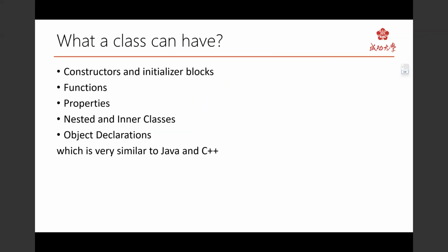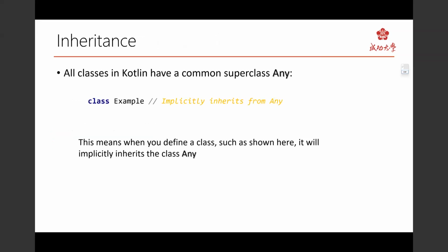So in addition to constructors, primary constructors, init blocks, and secondary constructors, what can a class have? In addition to those things mentioned earlier, a class can also have, of course, functions and properties, and it can also have nested and inner classes and object declarations. So let's talk about these four things in the following slides.